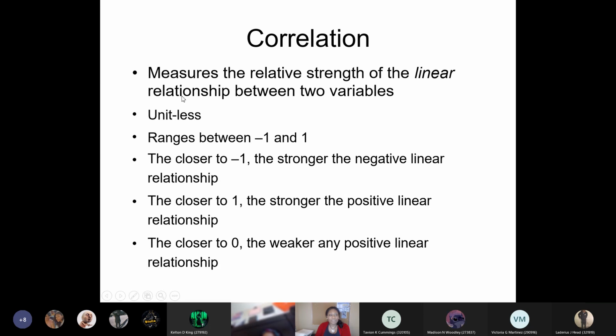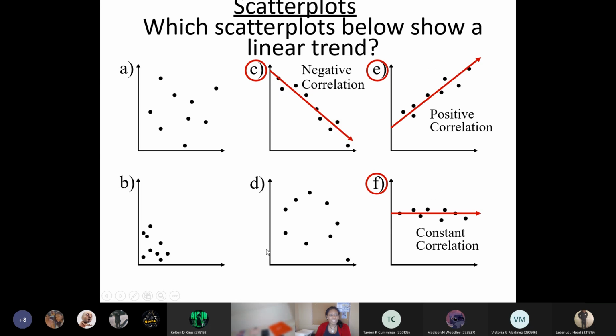It measures the relative strength of the linear relationship between the two variables. It will be between -1 and 1, and some of them will be 0, so it will range from -1 to 1. The closer to -1, the stronger the negative linear relationship. The closer to positive 1, the stronger the positive linear relationship. The closer to 0 it is, the weaker the linear relationship.